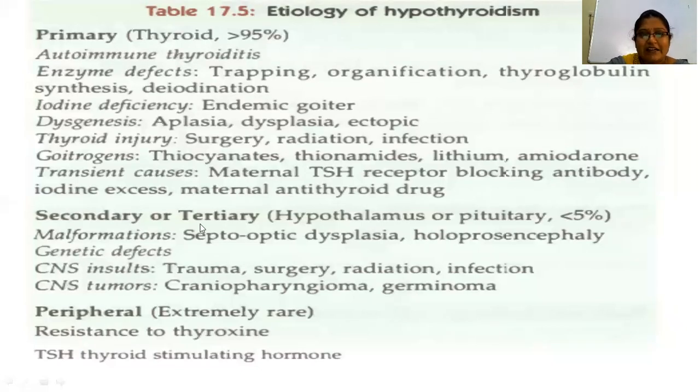Then secondary or tertiary causes due to the hypothalamus or pituitary constitute less than 5%. Examples are malformations like septo-optic dysplasia and holoprosencephaly, and genetic defects. Next, CNS insults due to trauma, surgery, radiation, infection. And next, CNS tumors like craniopharyngioma and germinoma. Then peripherally, there is resistance to thyroxine.